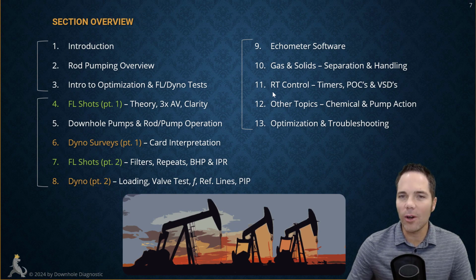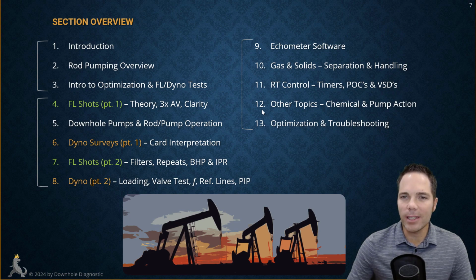Section 11 is going to be on automation and runtime control. So we'll look at wells that are running on timer. How do you appropriately set the timer? And then we'll upgrade that to pump off controllers, which are going to turn the well off if the pump fillage drops. And then you can integrate a pump off controller with a variable speed drive, which will then slow the well down, slow the strokes per minute down as the pump fillage is dropping.